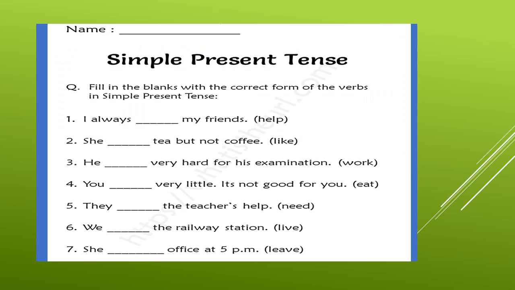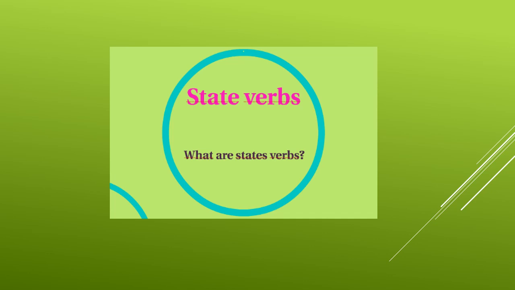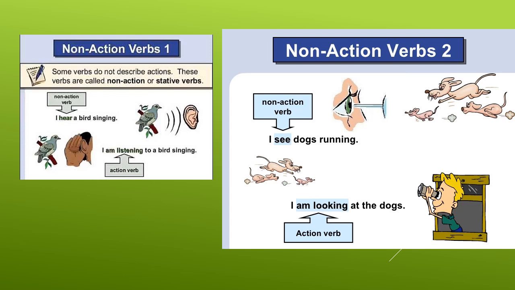Exercise for the simple present tense. So just keep in mind also the subject verb agreement and see if you can do this exercise. So when we are doing the simple present tense, we also have to read about state verbs. Now, what are state verbs? Now, we already know that verbs are action words, but there are also some verbs which do not indicate any actions. They do not describe any action.